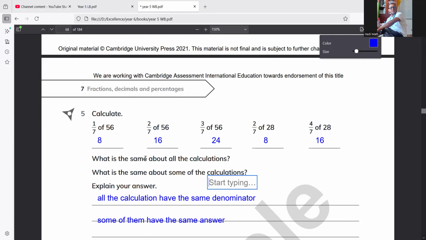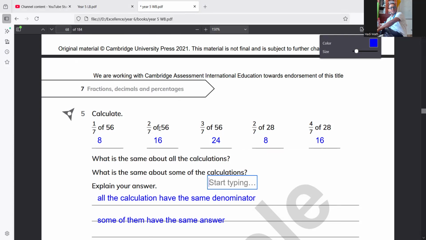They ask what is the same about all the calculations and what is the same about some of the calculations. Explain your answer. I say all the calculations have the same denominator, all of them are fractions of 7. And some of them have the same value, like 1/7 of 56 and 2/7 of 28. Both of them, the answer is 8.